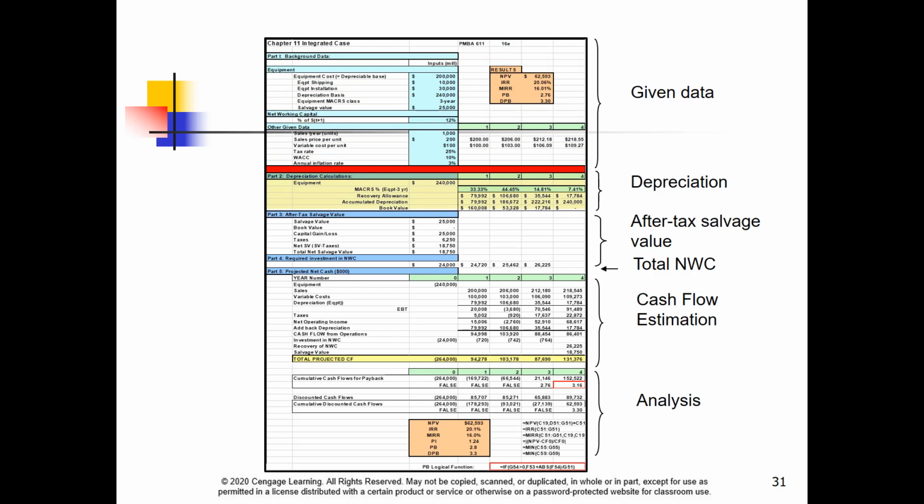Depreciation is calculated in the second area. After-tax salvage value below that, and the total required investment in net working capital below that. With all these calculations done, in the cash flow estimation area, we use what we've computed above. The bottom of the sheet contains the analysis, NPV, IRR, etc.